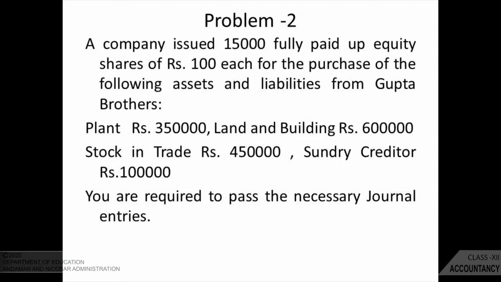A company issued 15,000 fully paid equity shares of rupees 100 each for the purchase of the following assets and liabilities from Gupta brothers. Plant rupees 3,50,000, land and building rupees 6 lakh, stock in trade rupees 4,50,000, sundry creditor rupees 1 lakh. You are required to pass the necessary journal entries.